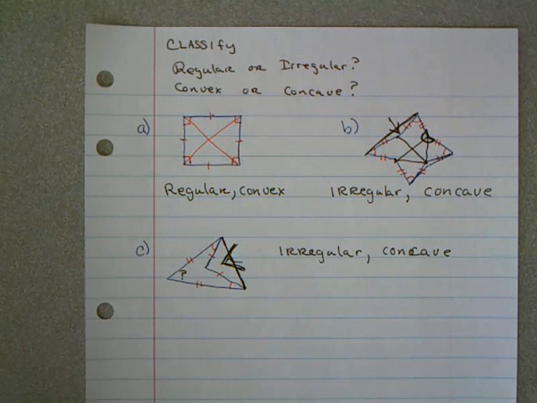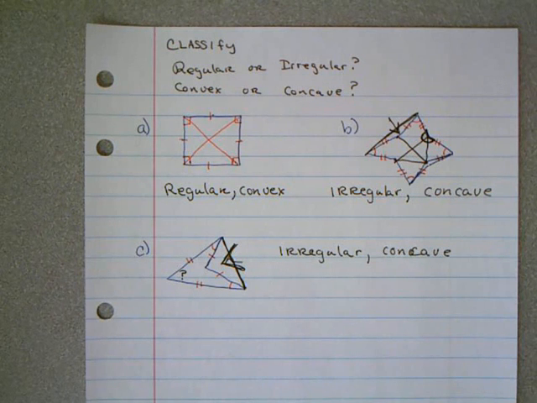So hopefully that helps you. Concave, one diagonal outside. Regular, all the sides are the same. Polygon, straight sides, all connected, they can't cross. Learn all those nice names and you are in good shape.